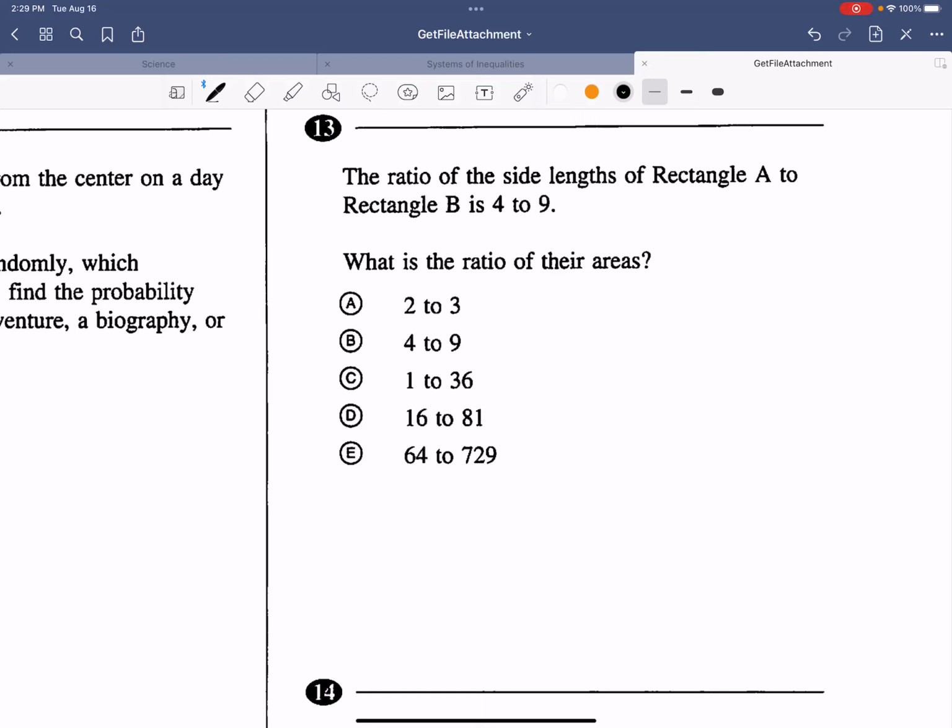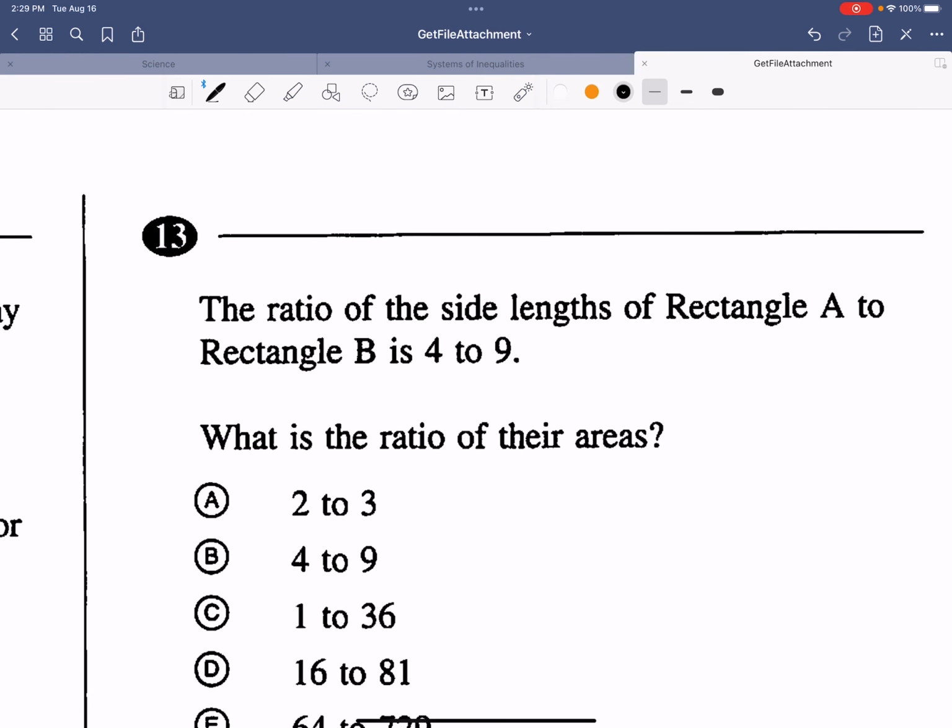Number 13. The ratio of the side lengths of rectangle A to rectangle B is 4 to 9. So let's stop right there just a minute and break this down into real life language. A ratio is a comparison. So the comparison of the side lengths of A to B is 4 to 9.